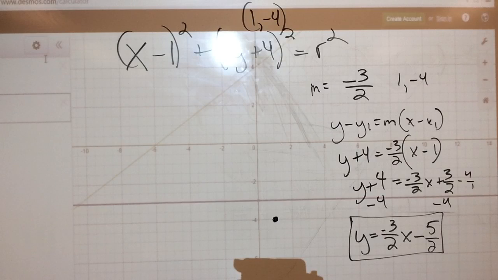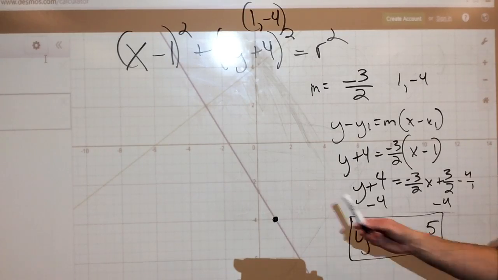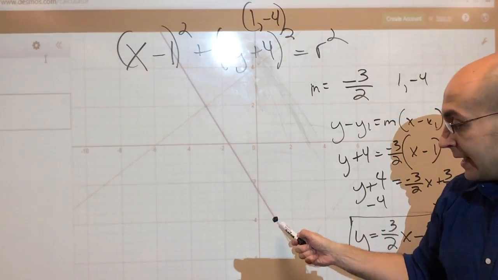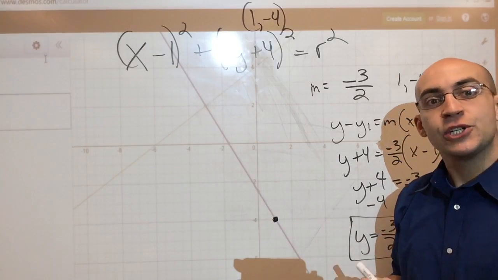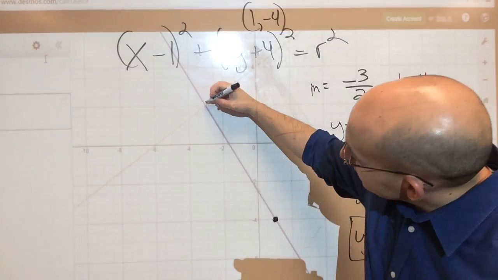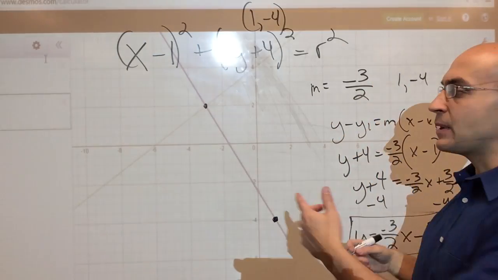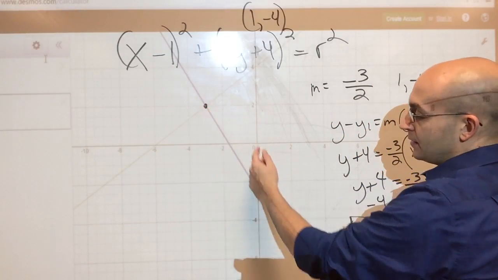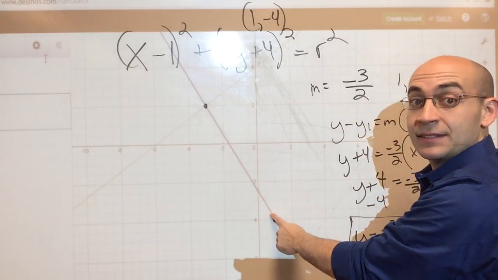So y equals -3/2 x minus 5/2. Check it out. See? Here's my perpendicular line. It goes right through the center of the circle. And take a look. Now I've got 2 points. This point is where the circle touches this line because now we pinpointed it exactly. So now that I have these 2 points, this here represents the radius of that circle.